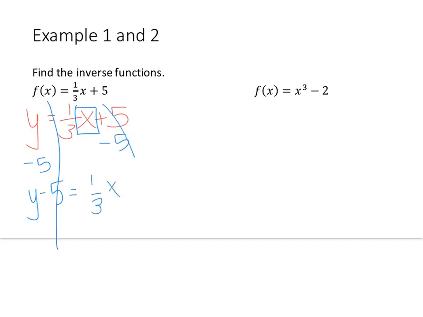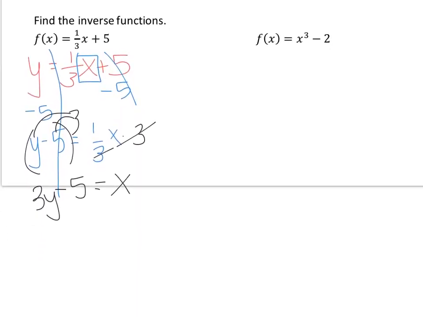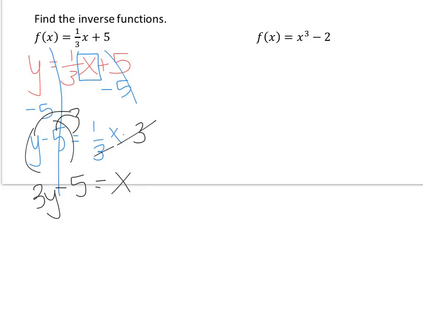And you all right now are freaking out because there's a fraction in your problem. But I know that 1/3 is the same as dividing by 3. So my inverse is to multiply by 3. So those cancel and I'm left with x. And I'm going to distribute this 3 in. So that's going to be 3y minus 5. Your last step is to switch x and y. So I'm actually going to do y equals 3x minus 5. And to rewrite it as a function, I do my f inverse.